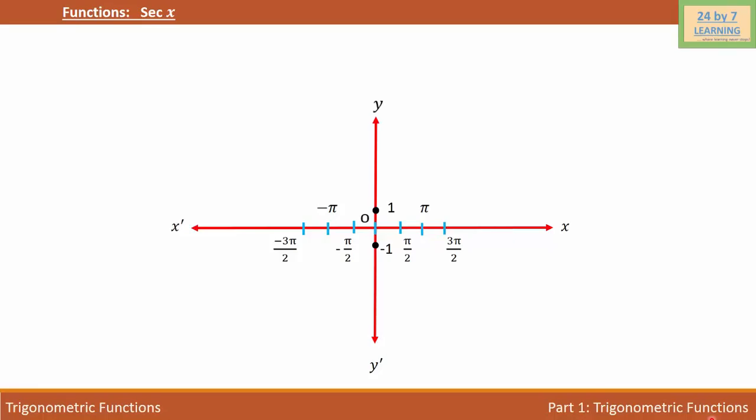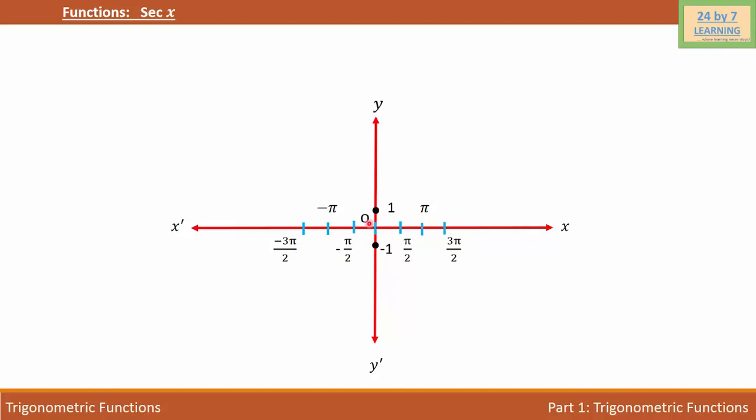Let's talk about secant function. In order to talk about the secant function, we need to grab the axes. So let's consider the x-axis, which is this axis, and the y-axis, which is over here. The point of intersection of the x-axis and y-axis is this point, which is origin O.